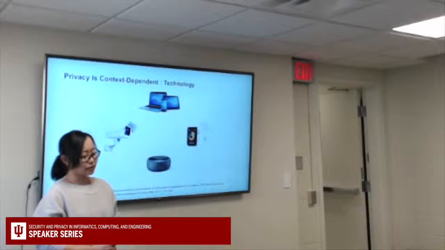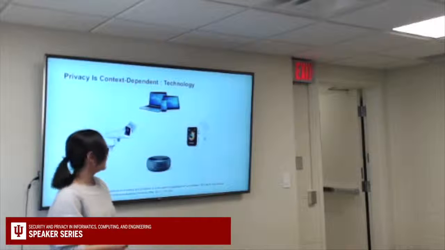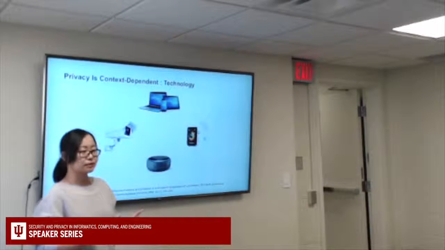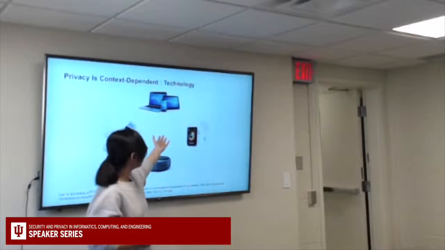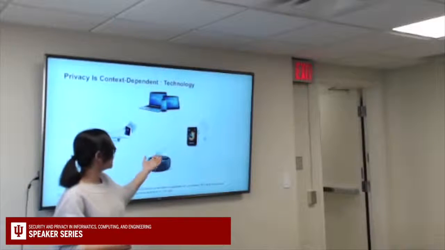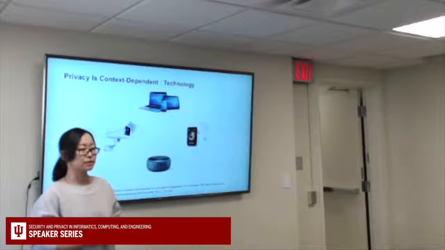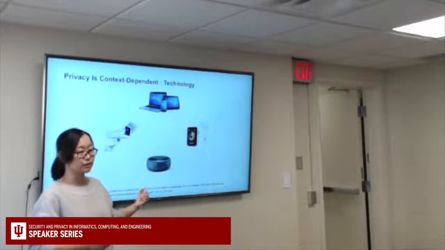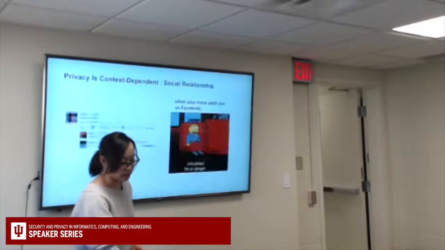And here is another example that privacy depends on the technologies. Like in the study, we found users feel less concerned if their personal data is collected by mobile devices, and they have more concerns towards devices like cameras, smartwatches, and virtual assistants, because these 3 devices may collect more aspects of our personal data, like our audio, video, biometric data. So this is a technical context.